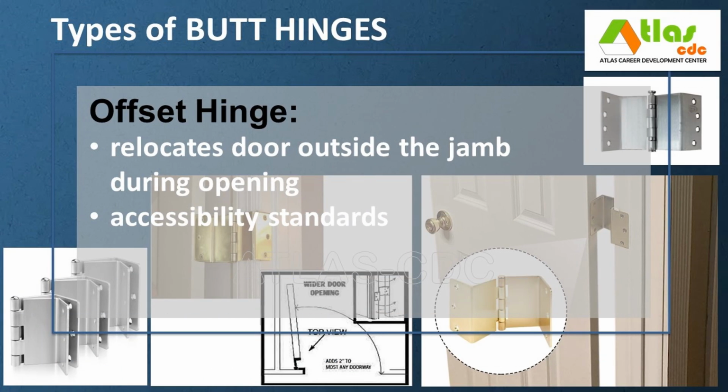Offset butt hinges, swing-clear hinges, are specifically designed to increase door clearance by swinging the door completely out of the opening, widening the accessible passage. By relocating the door outside the jamb during opening, offset hinges are perfect for narrow hallways, commercial bathrooms, or any space that requires adherence to accessibility law standards.